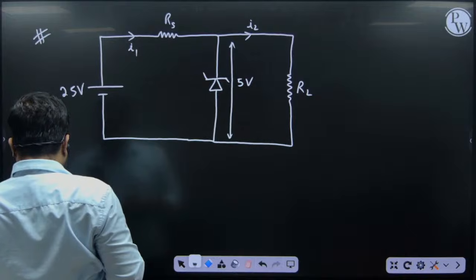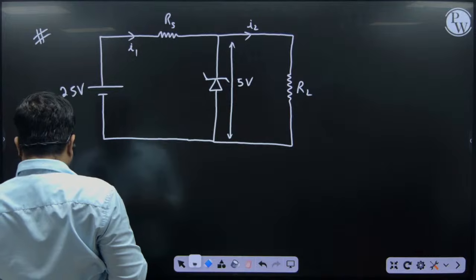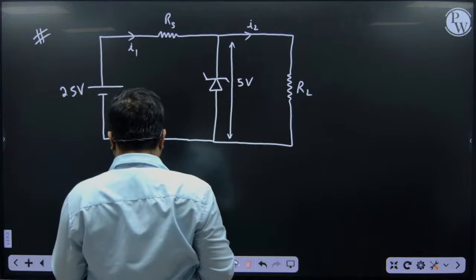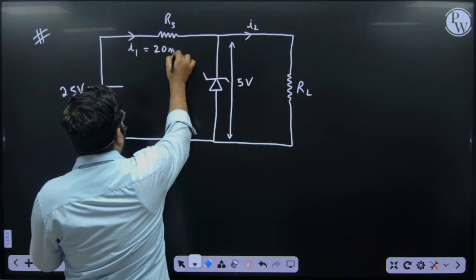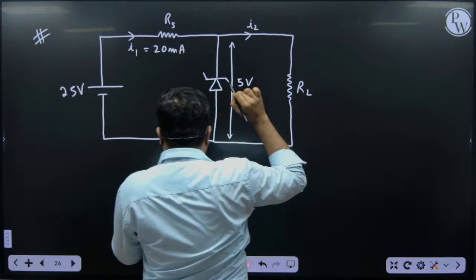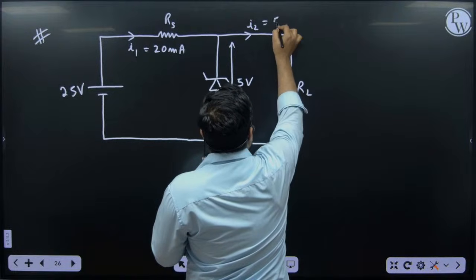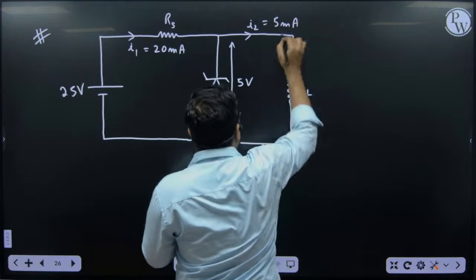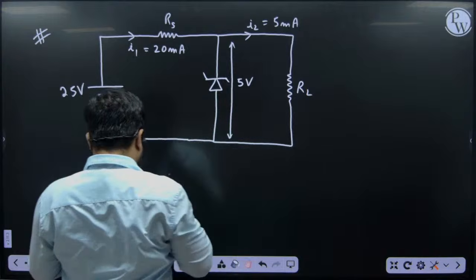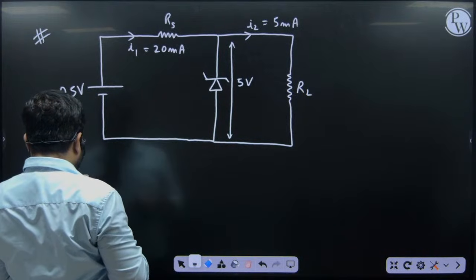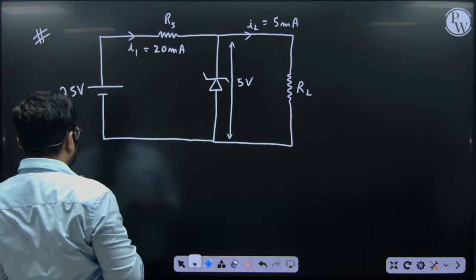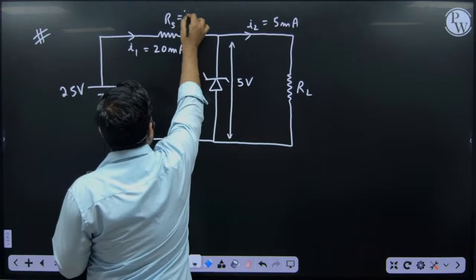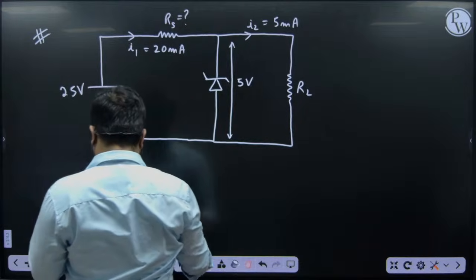Zener diode is 5 volt. Currents I1 and I2 are given. I1 is given as 20 milliampere and I2 current is given as 5 milliampere. Now they are asking the value of resistance RS. This resistance they have asked us.